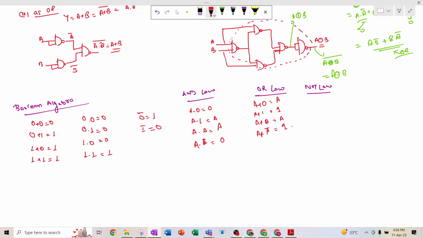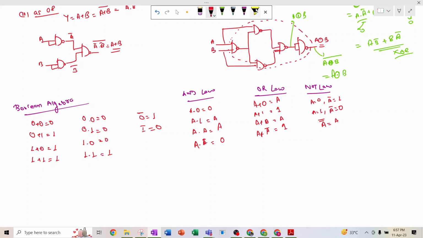For NOT, it means if A is equal to 0, then A bar will be 1, and if A is equal to 1, then A bar will be 0. And one more thing, A double complement becomes A.